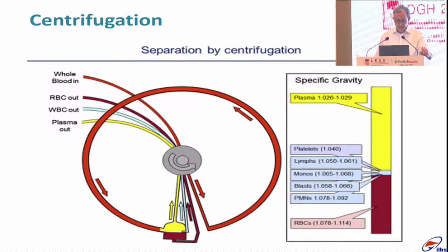So the blood comes, it rotates, and you get back plasma, white cell, red cell. And this is the way. So the lowest density, specific gravity, is of plasma, which separates. Platelets and other cells will settle down. So you remove this.